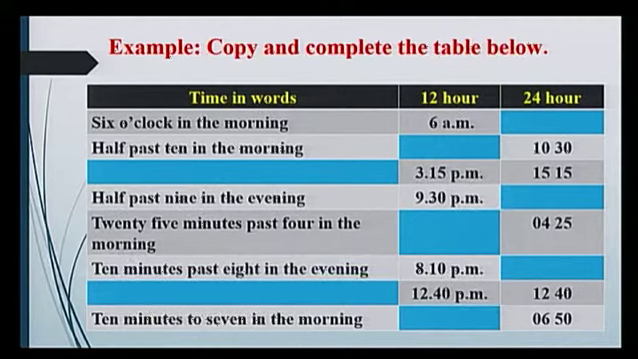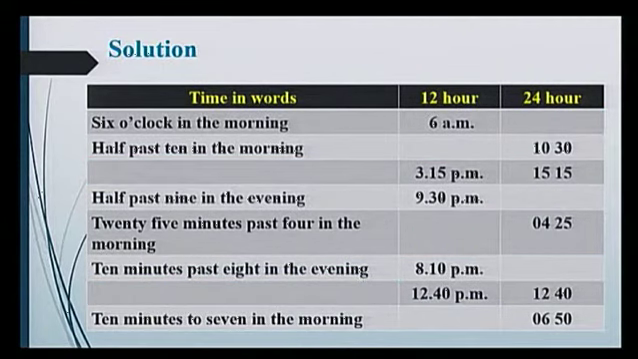We look at the first one. 6 o'clock in the morning. If I'm going to use the 12-hour notation, it is 6 a.m. So for the 24-hour notation, it is simply 06:00. Now for half past 10 in the morning, for the 24-hour notation, it is 10:30. And for the 12-hour notation, it's going to be 10:30 a.m. Usually when we talk about morning, it's a.m. And when we talk about afternoon, it's going to be p.m.